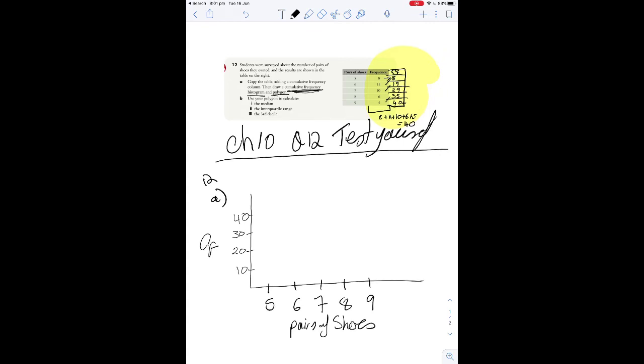All right, let's change color. Let's get a red for this one. All right, so I'm going to do the first row. Okay, the first row here is my 5 pairs, and it's going to CF of 8. So 5, and I'm going to get an 8 now. It's just going to go there.